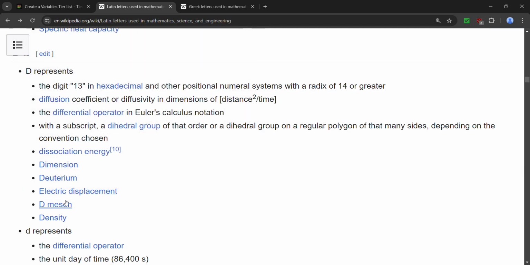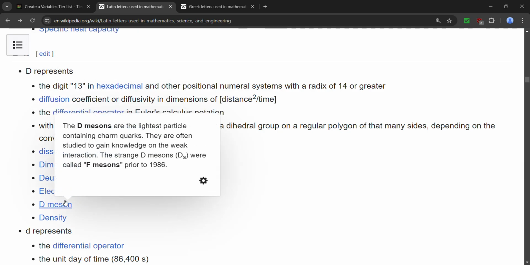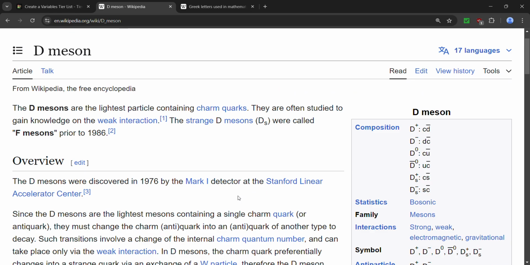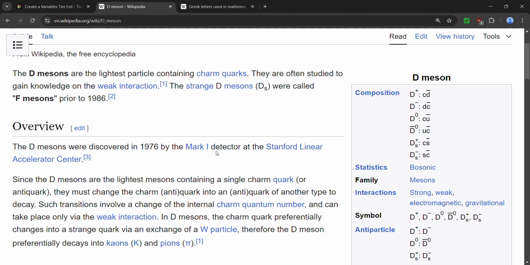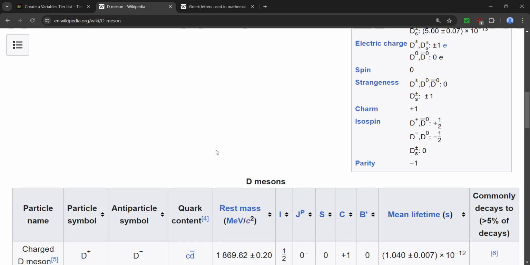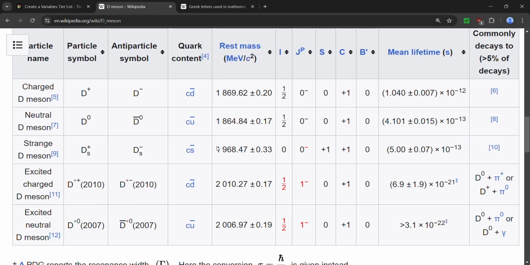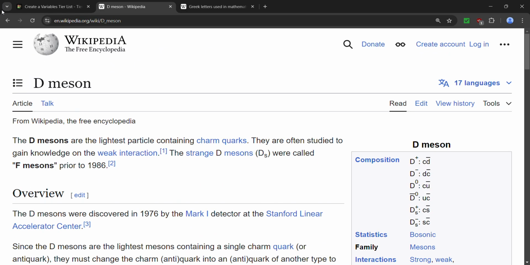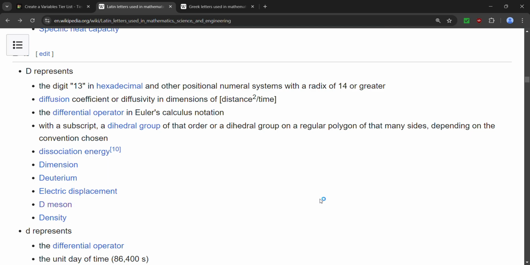Dimension, deuterium, D meson. I've never even heard of that. What's a D meson? Lightest particle containing charm quarks. Wow. Oh, there's a whole list of it. Wow, there's a lot of D mesons. Okay, you learn something new every day. Shout out to the D meson.